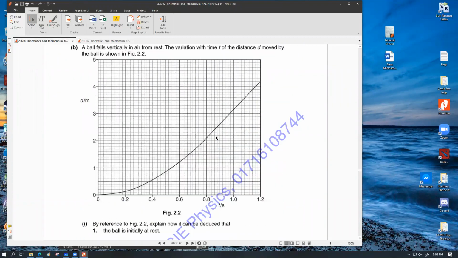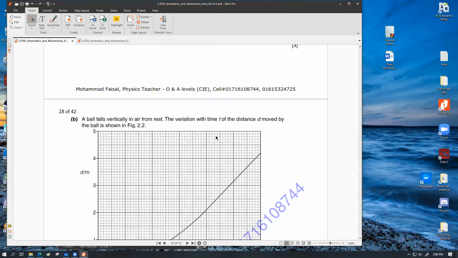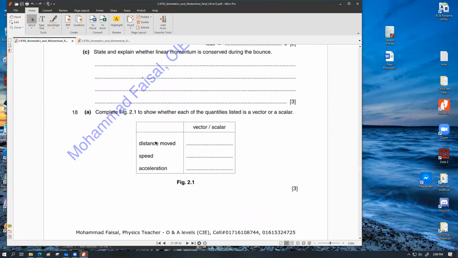Sir, 18. 18 B1. B1 and 2. Okay. I'm going to read it through from the beginning so that I don't miss out something. Complete figure 2.1 to show whether each of these quantities listed is a vector or a scalar. Okay, that doesn't sound bad. Distance moved is scalar, speed scalar, acceleration vector. Wow. You see, paper 2 is not that hard.